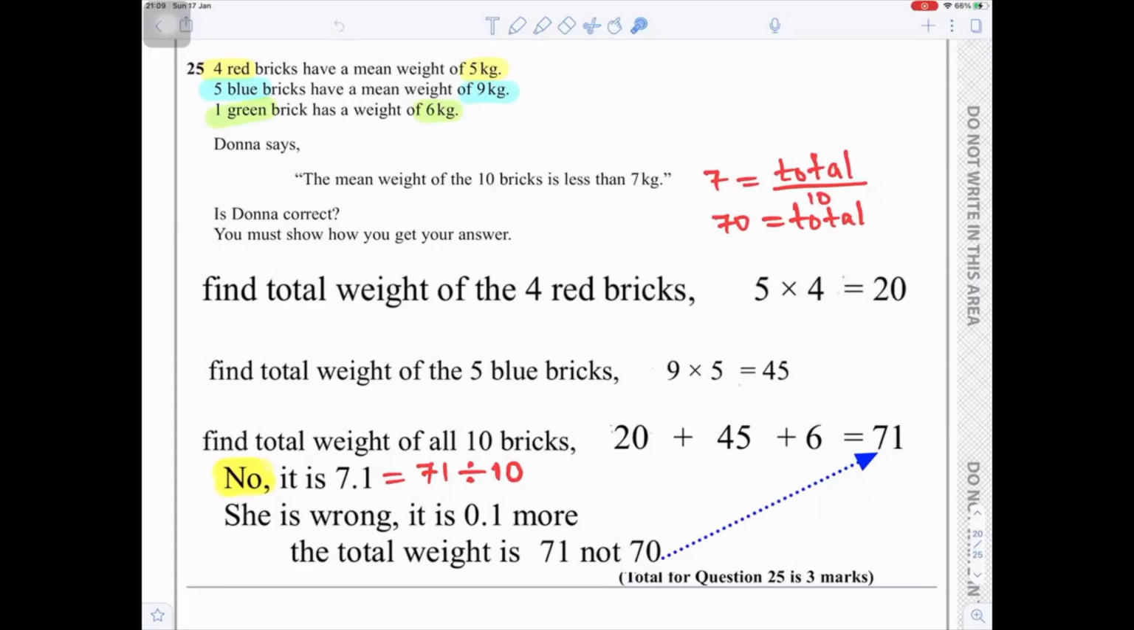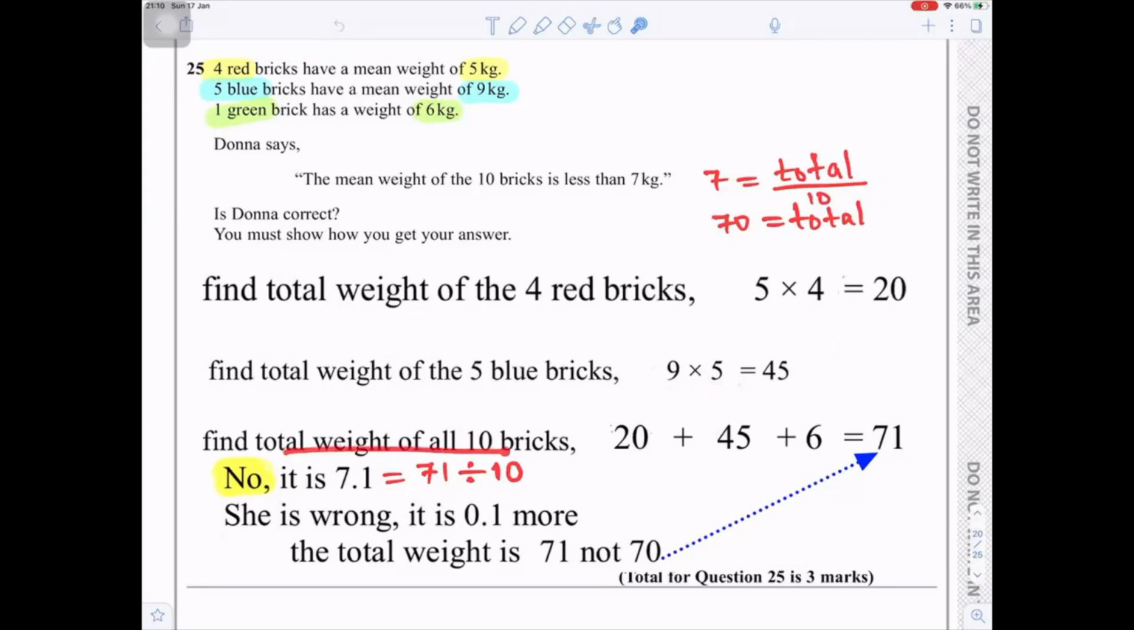First of all, we want to find the total weight of the 4 red bricks. The total weight of the 4 red bricks will be 5 times 4, which gives you 20, because the mean is 5 and there are 4. So total divided by 4 equals 5. The total weight of the 5 blue bricks is 9 times 5, which is 45.